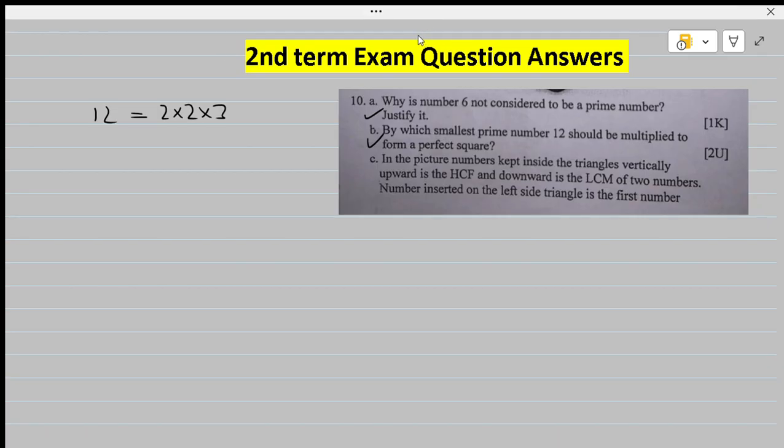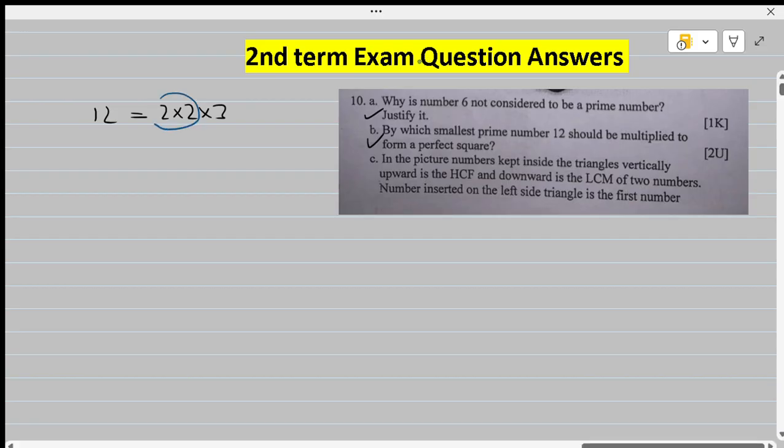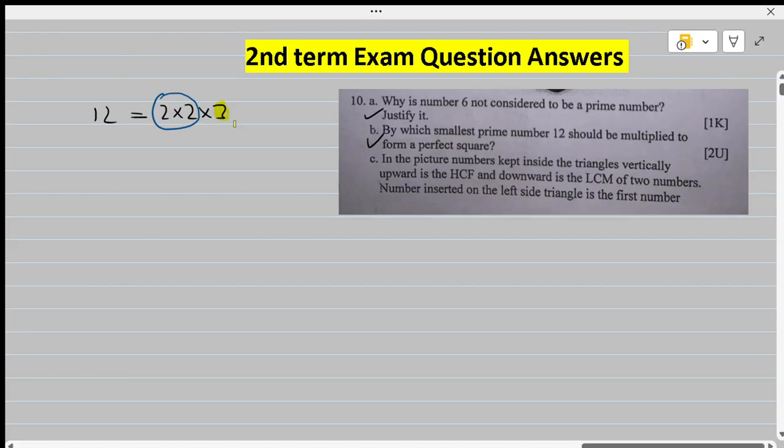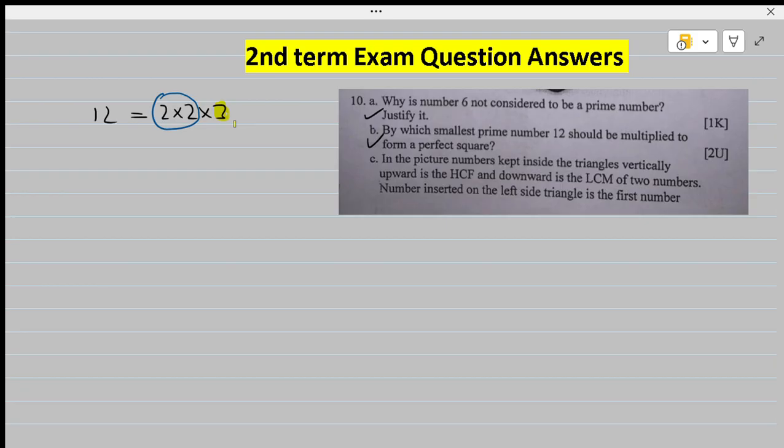Here the pair of 2 and 2 forms a square, but this 3 is not forming a square. If you multiply this 3 by another 3, it will turn into a perfect square. So 12 should be multiplied by 3 to make it a perfect square. That you have to say here. After making B clear, now C.